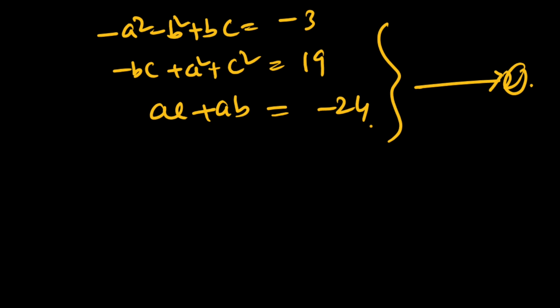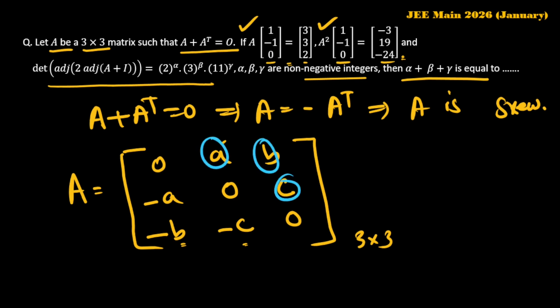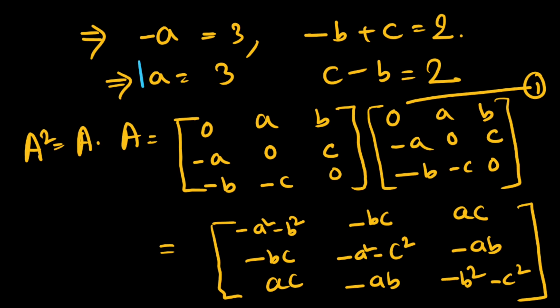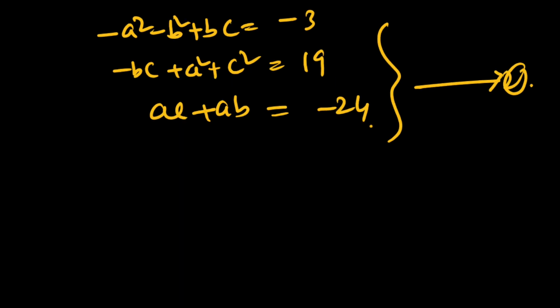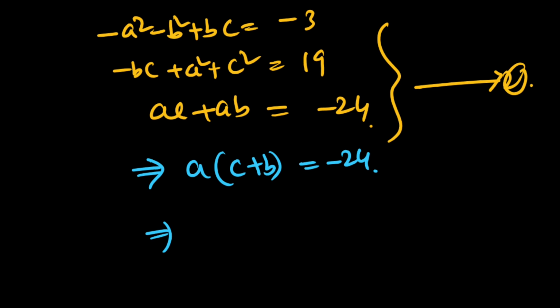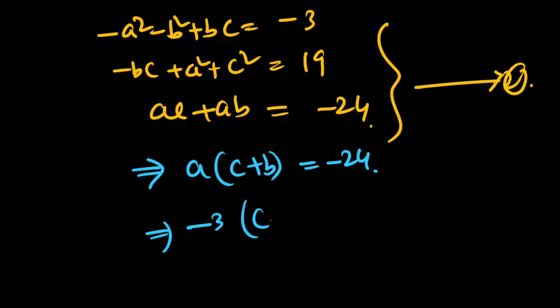Our actual motive is to find the values of a, b and c. From equation 1 we got the value of a. Now the next motive is to find the values of b and c. Here we have one condition, c minus b is equal to 2. Now put the value of a here. If we take a common, that is a times c plus b is equal to minus 24. So a is minus 3, so minus 3 times c plus b is equal to minus 24, and this implies c plus b is equal to 8.